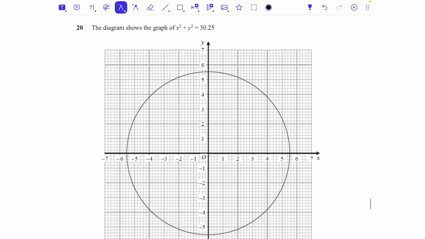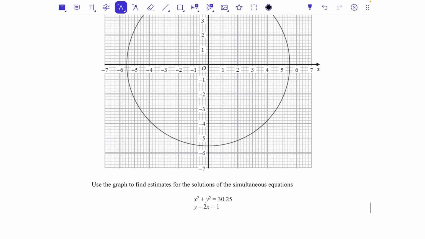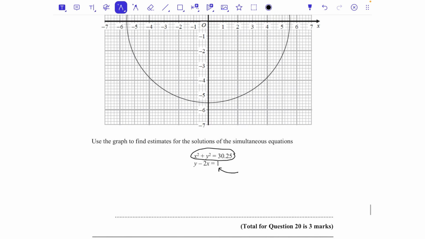Okay, question number 20. The diagram shows the graph of x squared add y squared is 30.25. Use the graph to find estimates for the solutions of the simultaneous equations. So simultaneous equations on a graph are just where the two graphs cross each other, where they intersect. Now they've already drawn this one on the graph for us, and we need to draw this one so that we can see where they cross.